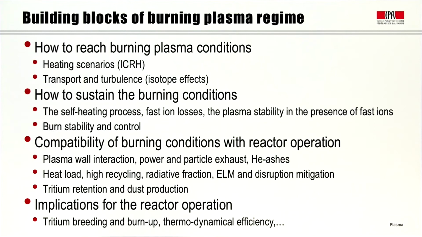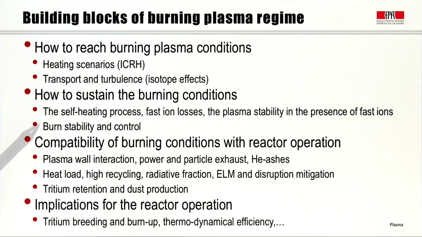These are the main elements that we need to achieve, study, and issues that we need to solve to get to the burning plasma and to control it. First of all, we have to reach the burning plasma conditions, of course. So we need to identify which heating scenarios, for example, we can have in approaching the burning plasma conditions. We need to understand what the transport and turbulence behavior would be like in these conditions, and in particular, what would be the effect of different isotopic masses in the plasma. We know that there are differences in the transport that we don't fully understand between, for example, deuterium and tritium plasmas. We need to learn how to sustain the burning conditions.